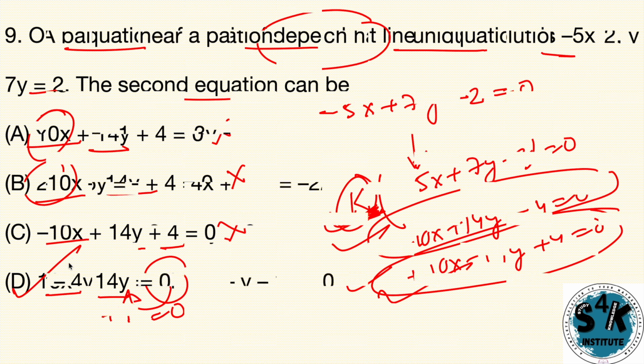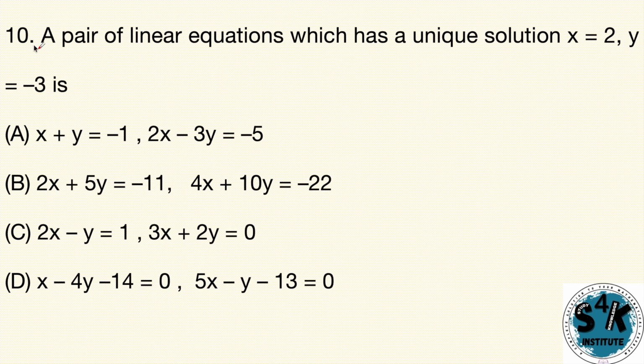Okay, let's do the next question. A pair of linear equations has a unique solution x is equal to 2, y is equal to minus 3. Now you have two options.